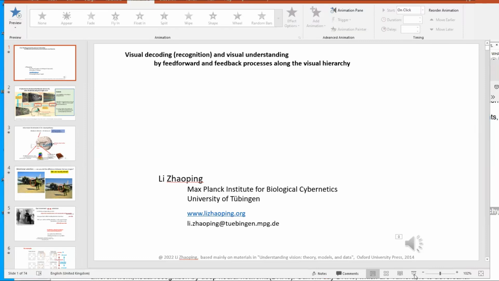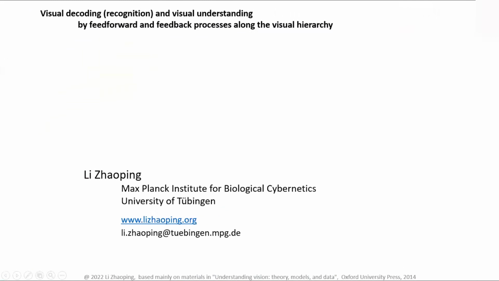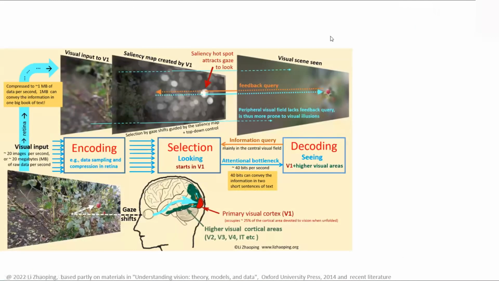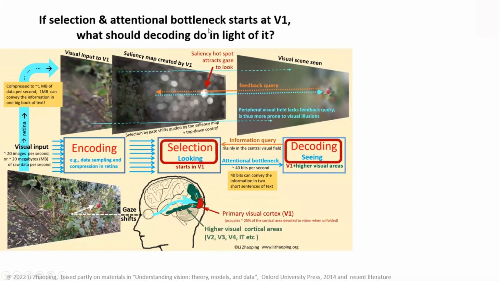Okay, so we are coming to the fourth lecture for this tutorial. We're going to talk about visual decoding. And the idea is that if we have the visual encoding selections, attentional selection, given this, what should be the decoding? The idea is, if selection and the attentional bottleneck starts at V1, what should decoding do in light of it?